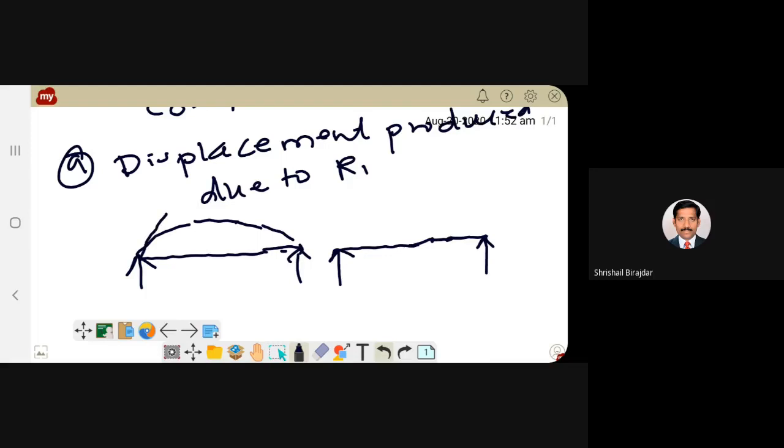I'm just applying the moment here, or the redundant reaction here, and that redundant reaction is nothing but 1. Okay, redundant reaction or M equal to 1. Okay, moment equal to 1 consider kela. So when you apply the moment, this particular slope is created here. This slope is nothing but the flexibility coefficient, that is f11. Okay, see this particular f11.